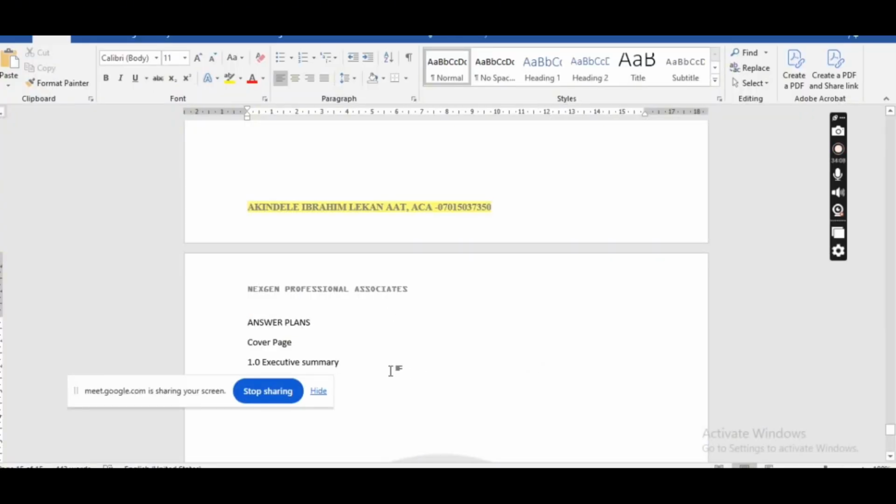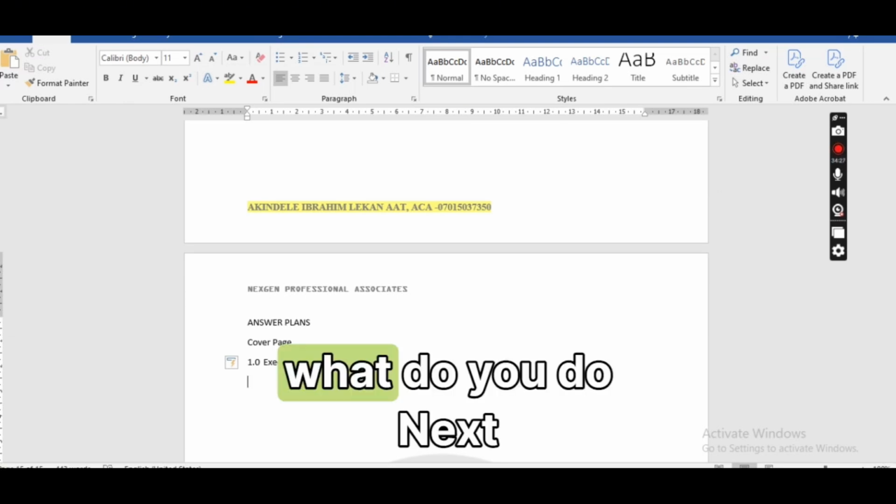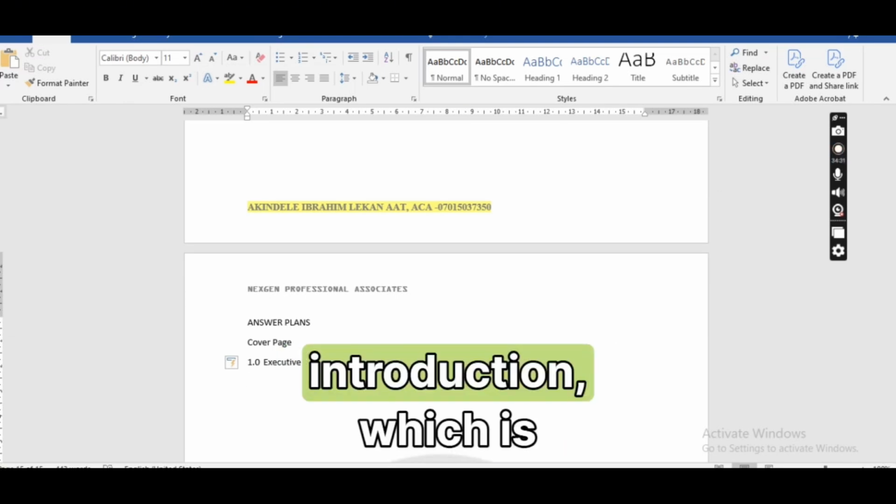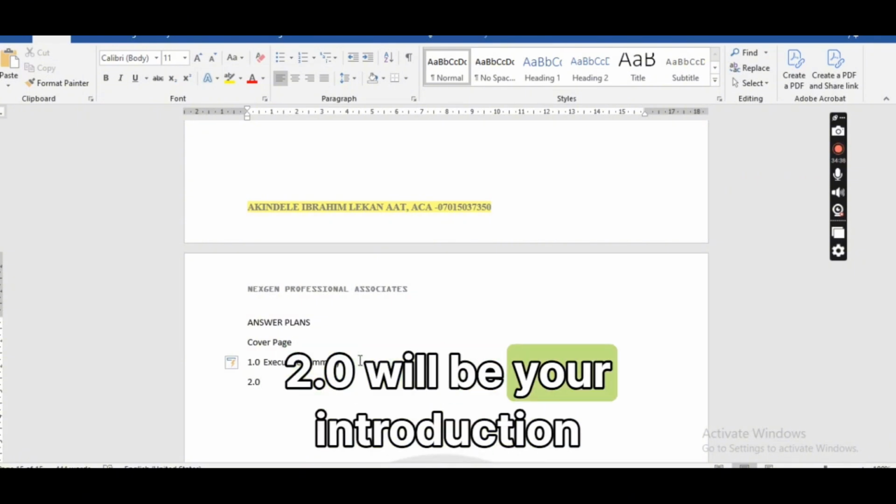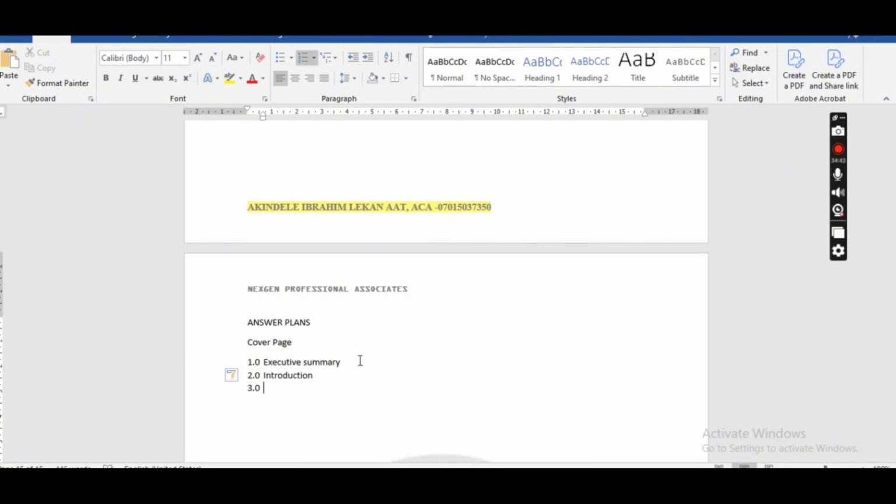So now, this is the executive summary. Of course, we have some items under the executive summary, which we will examine when we get to the executive summary. Now, after your executive summary, what you do next is your introduction, which is 2.0. Like I mentioned earlier, there are so many things under the executive summary. If you were in our last class, I actually highlighted that. But for the purpose of this class, we'll just do the answer plans like this. Then when we are doing the executive summary, we'll highlight those items. Now, after the introduction is your financial performance.